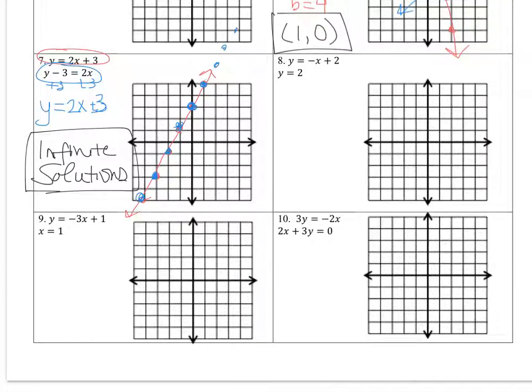So I want you to go ahead and flip back on the other side of your paper, that section in the middle that we left blank previously, and I want to talk about it.